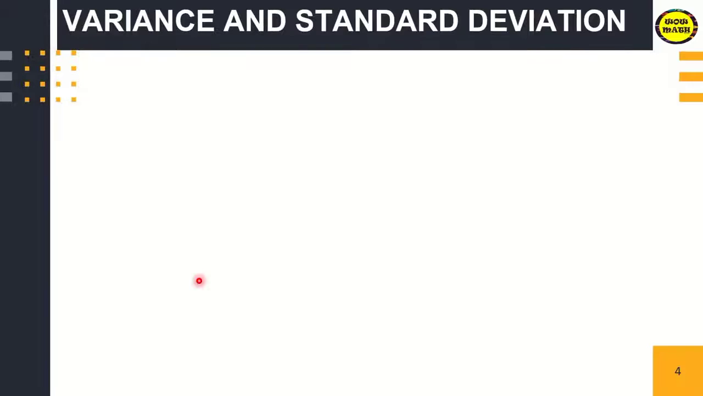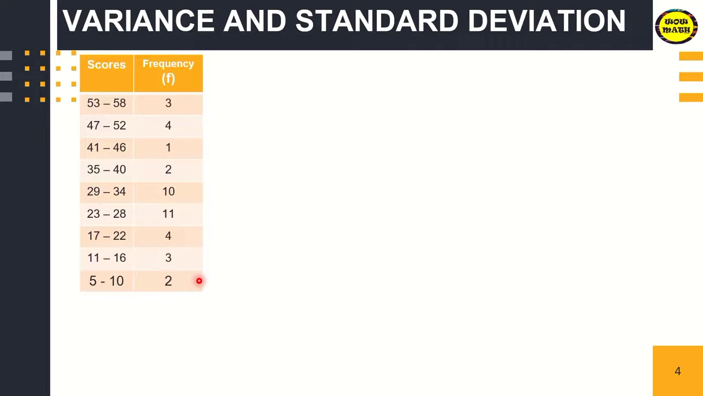Okay, next, how to compute the variance and standard deviation for grouped data. Given the same data set, how are we going to find first? Yes, get the value of n or the total frequencies, so that is 40, and then get the class mark.